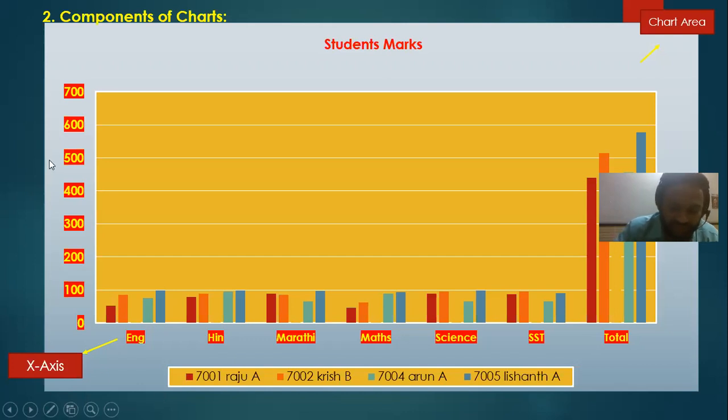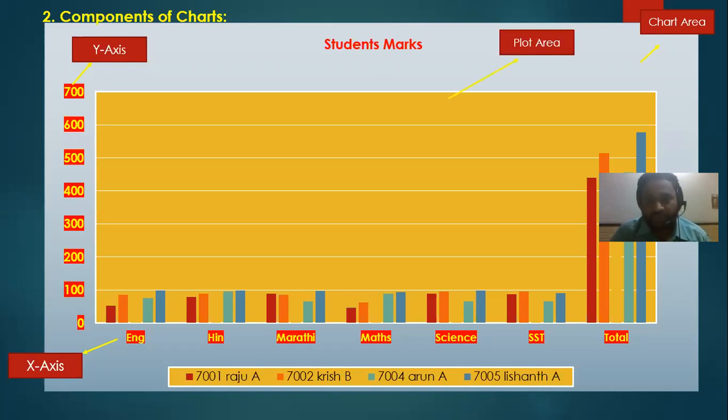On the left side, you can see there is a y-axis. This y-axis represents vertically. This y-axis is also called a value axis. Then the next one is the plot area, where you can see the rectangular portion of the area in the chart. This is called a plot area.